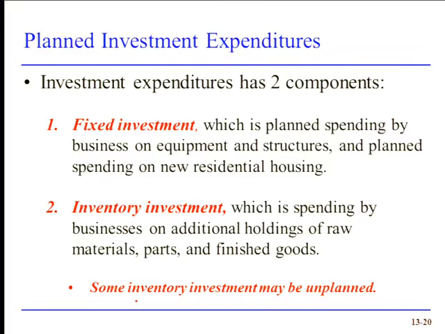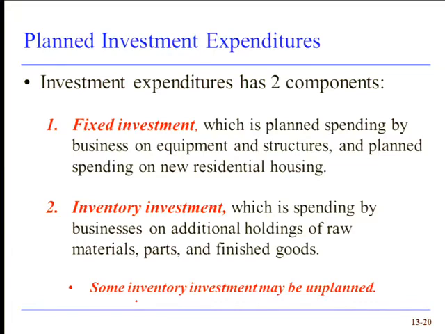There's also a component called inventory investment. Changes in inventories are going up and down. Right? Typically, when a company is producing more than it's selling, its inventories are rising. When it's selling more than it's producing, its inventories are falling. Right? So inventory investment generally reflects a mismatch between production and sales.